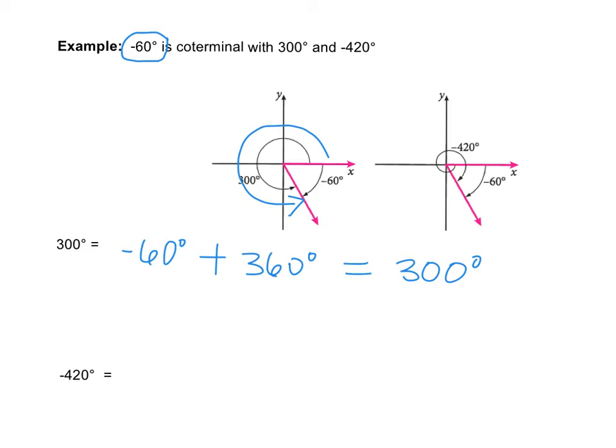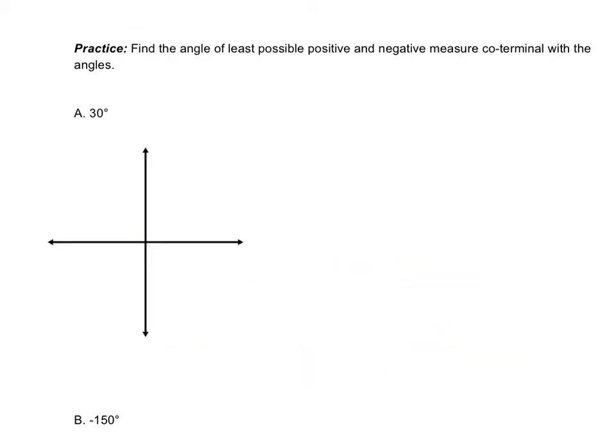Now to get the negative one, we're going to start with that negative 60 degrees and go in the same direction as we did to get negative 60 degrees. So we are going to go in that clockwise motion, so we are going to subtract 360 degrees. Negative 60 minus 360, we get negative 420 degrees.